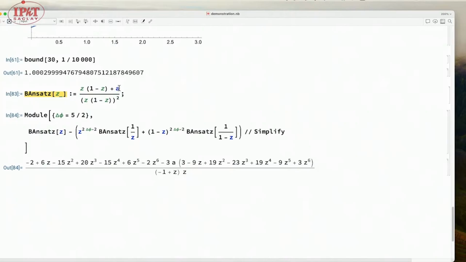Yeah. In fact, for any half integer delta phi, you can do it if you add something like a log, something like this, I think. You would indeed. That's what I tried at first, and it didn't work. So it turns out that you need a log for all other values of delta phi.